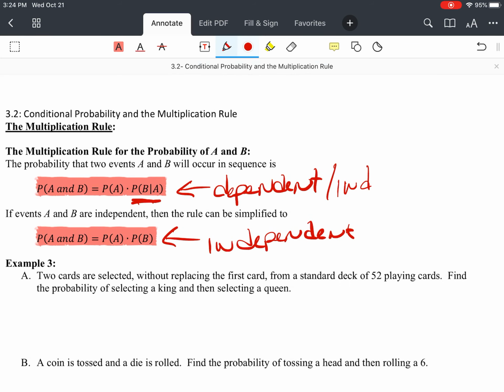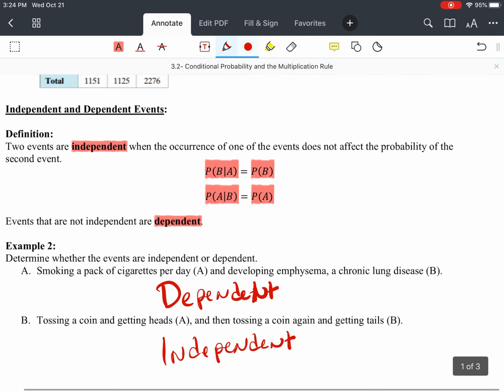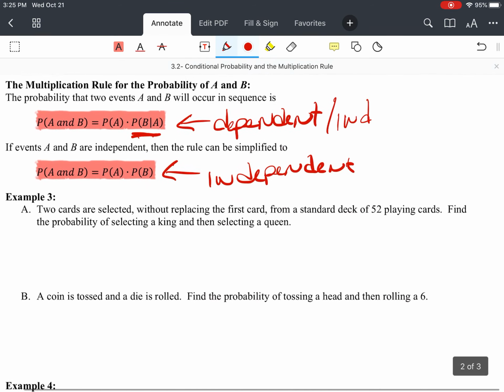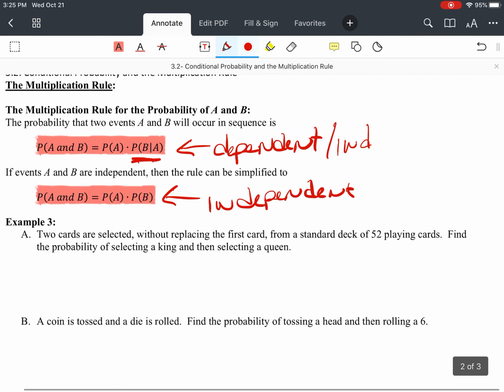The reason being is that if it's independent, remember that the probability of B given that A has already happened is shown up here. So the probability of B given A is simply the probability of B if it's independent. That comes from the definition of independence.